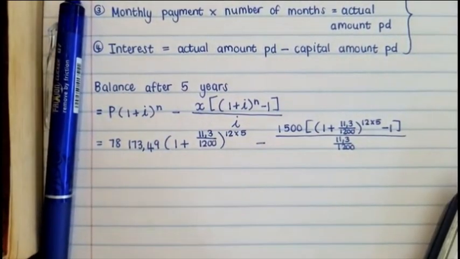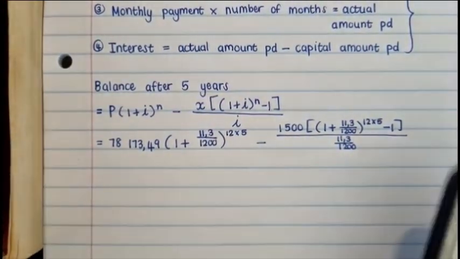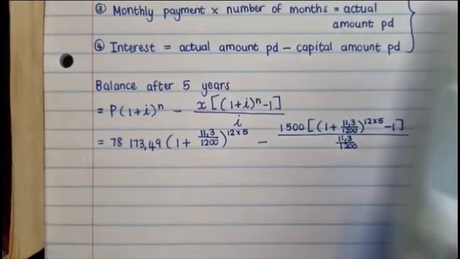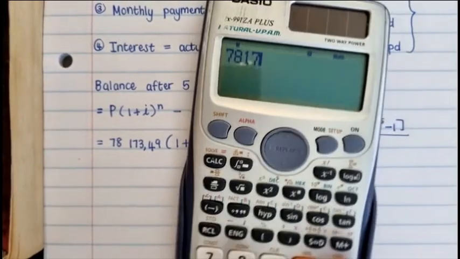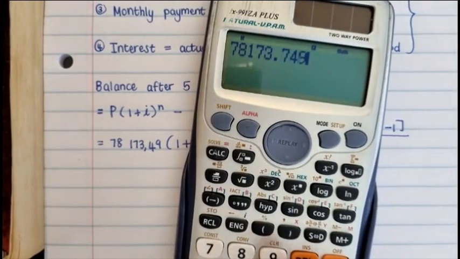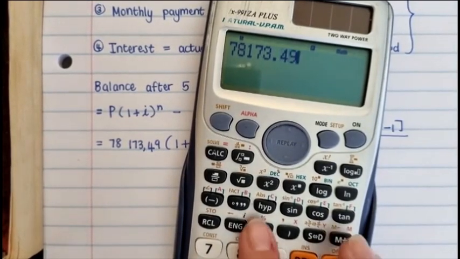And we're going to type all of this into the calculator, which is going to take quite long, but I'll just do it quickly. 173.4, sorry, I'm losing it a bit, 0.49.